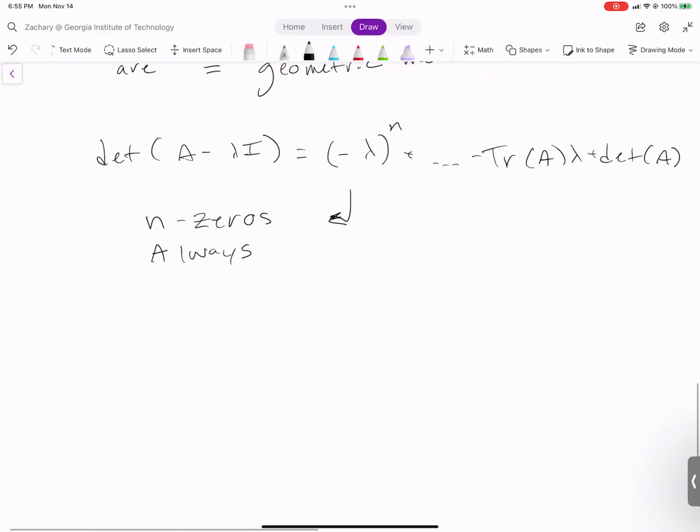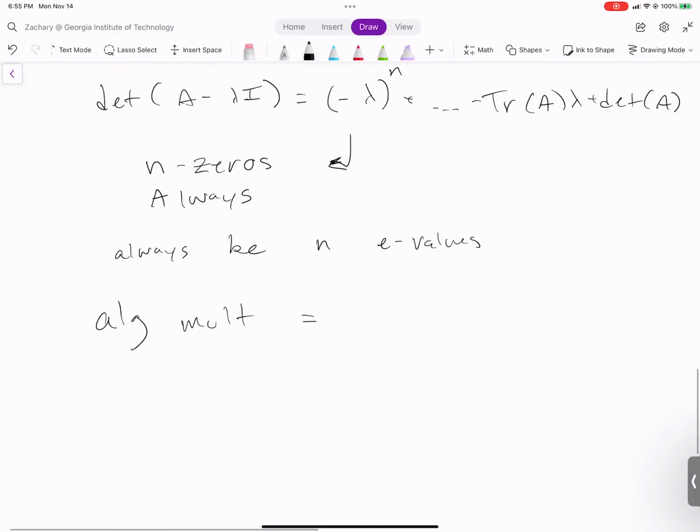And those zeros correspond to our eigenvalues. So you can always say there will always be n eigenvalues. Okay, that doesn't say distinct, does it? It says eigenvalues in general. Okay, so a good check as you're doing these, you can check the algebraic multiplicity because this part is algebra, right? Because there's numbers. Okay, so algebraic multiplicity is equal to, well, it's not really equal to.